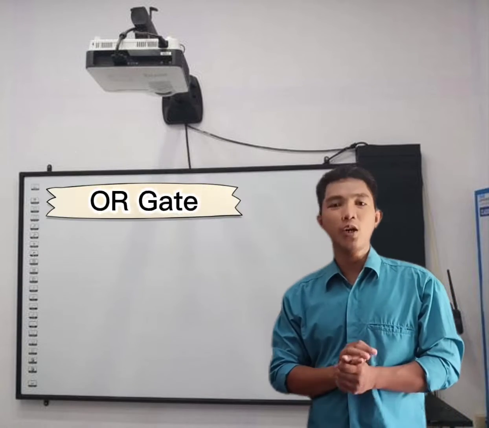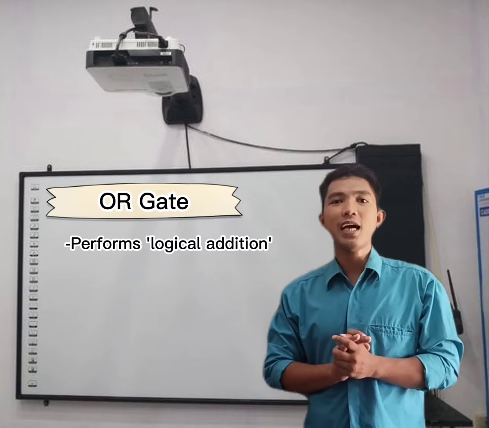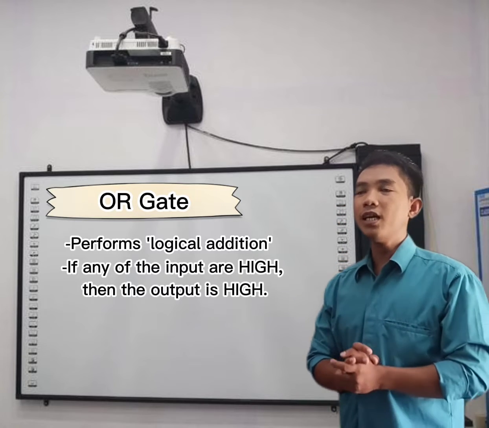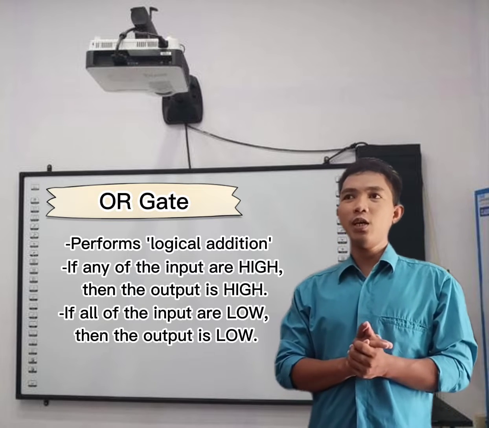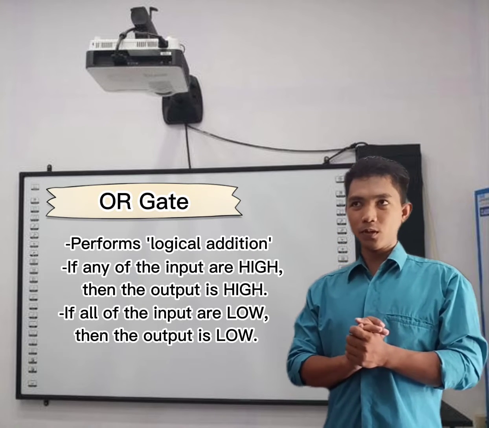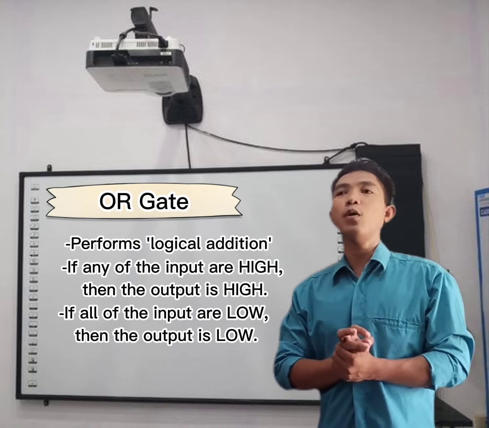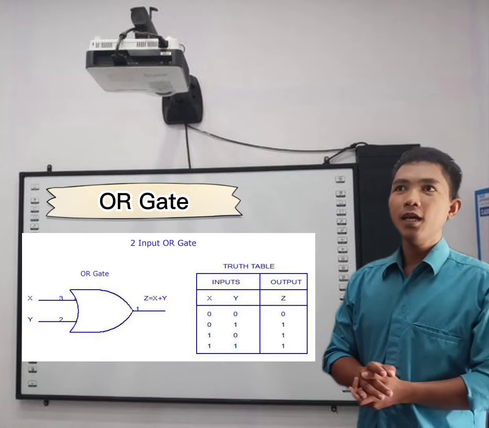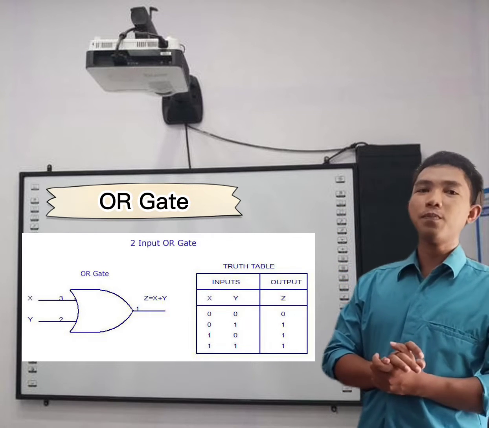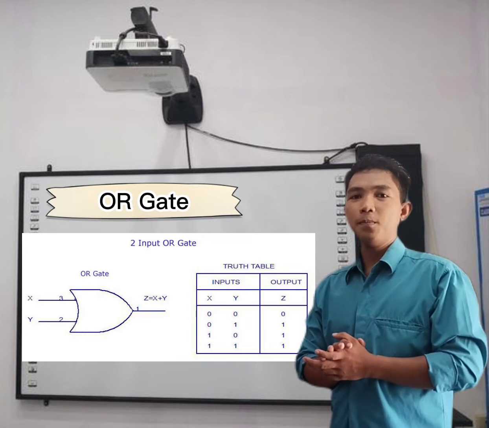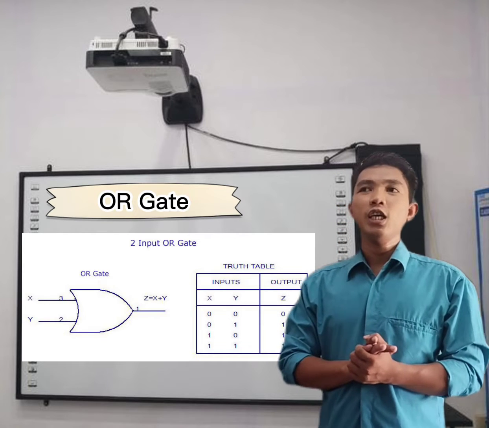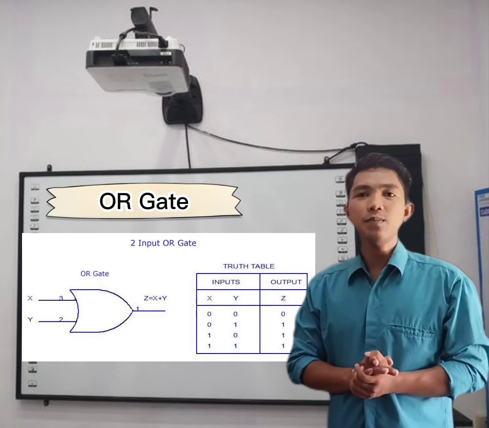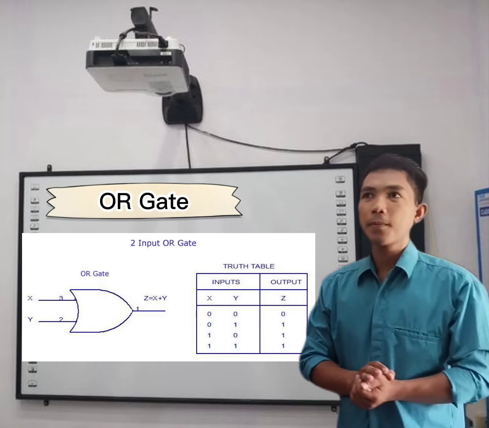The next one is the OR gate. It performs logical addition. If any of the inputs are high, then the output is high. If all the inputs are low, then the output is low. When we see its symbol, it is like an arrow shape with two straight lines represented by the inputs and one straight line represented by the output.